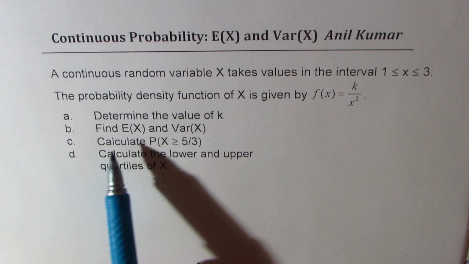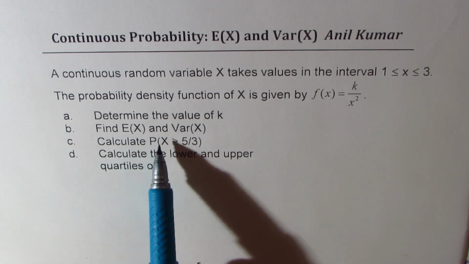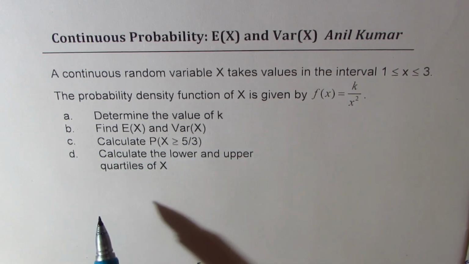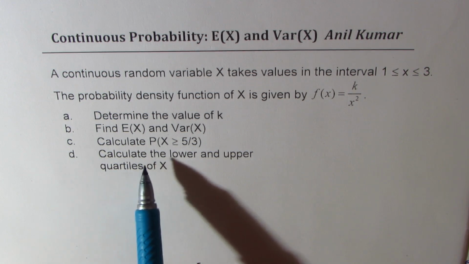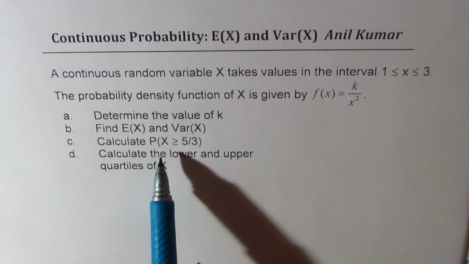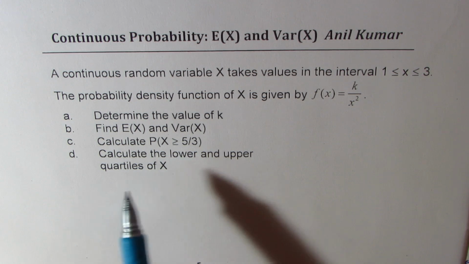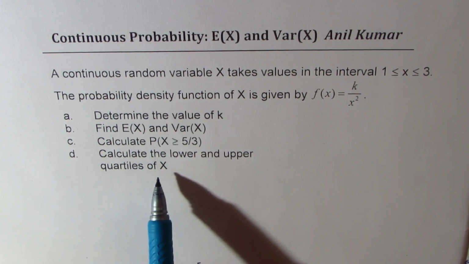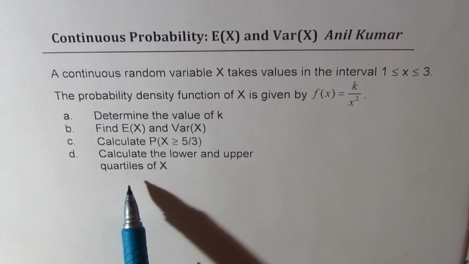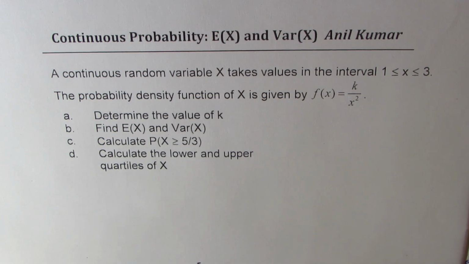B. Find expectation and the variance of random variable x. C. Calculate probability when x is greater than or equal to 5 over 3. D. Calculate lower and upper quartiles of x.